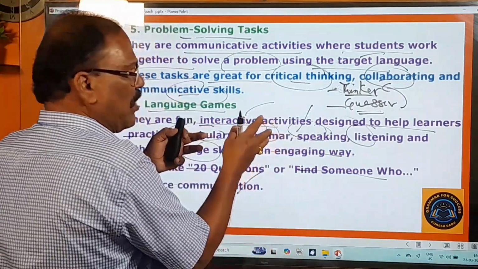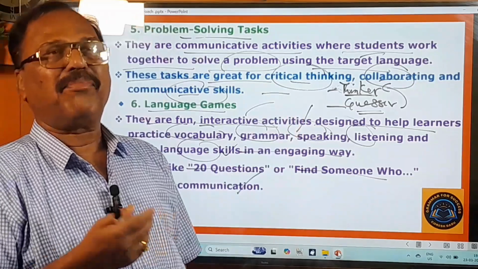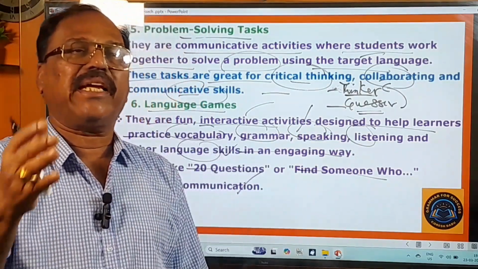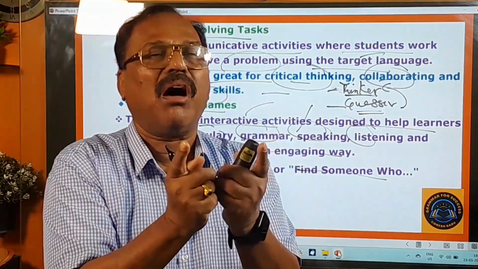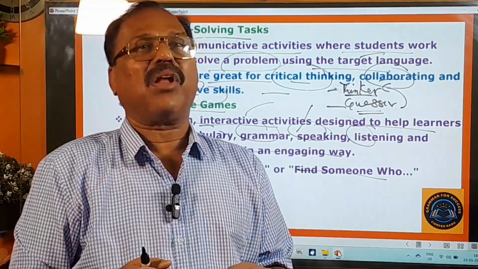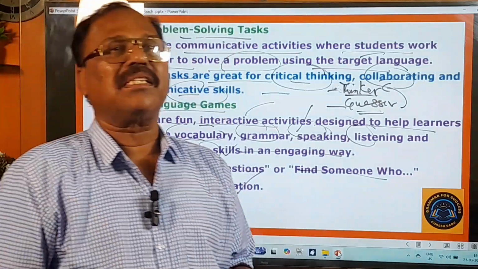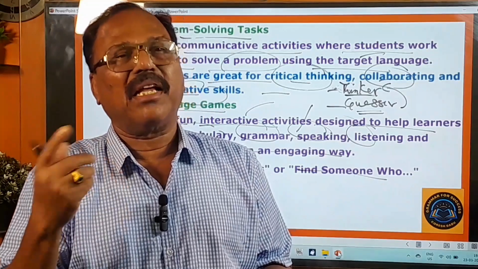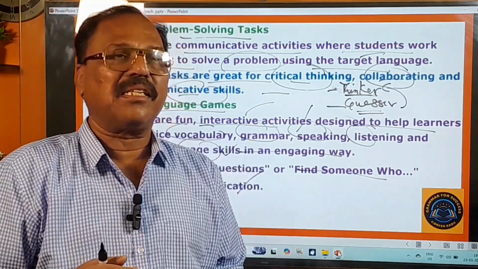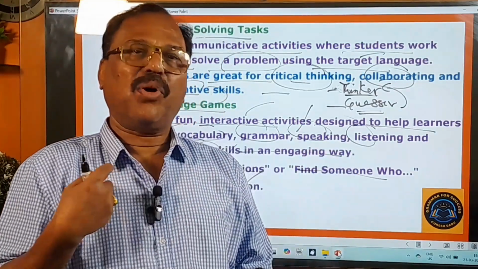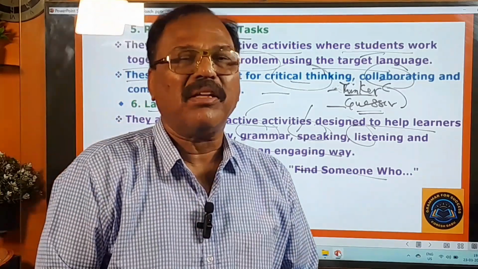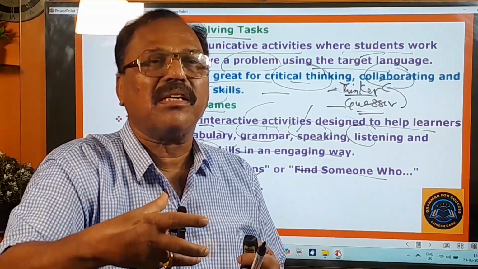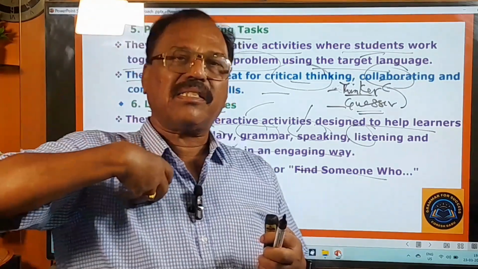So the game will go like this: the thinker says, I'm thinking of something, it is a fruit. Then student A gets up and says, is it round or long? And he says, it is round. Then the other student says, is it an apple? He says, no. Then the other student gets up and says, is it a guava? It is a no. Then, is it a watermelon? Yes, it is. So like that, the students are asking yes/no questions, and the thinker is there.